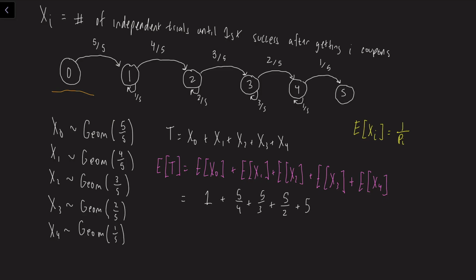When we compute the 1 over p's, essentially it's just the reciprocal of each of the probabilities. And when we sum them together, we get 137 over 12, which is approximately 11.42. So our expected total number of boxes is about 11.42. Thank you.